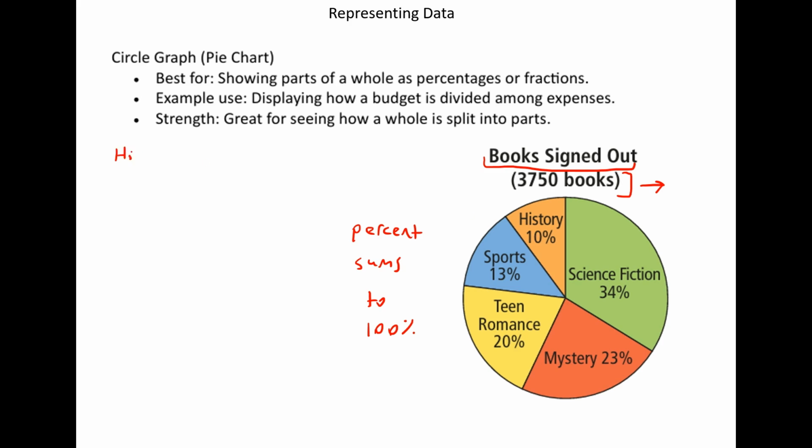So let's go here. Let's go history. I would take 10%, which is actually 0.1, and then I would multiply it by 3750, the total, to actually get the number of books, right? So in this case, 375 books are history books that have been signed out. If I don't have the total, I couldn't do that. So that's one thing that you definitely have to have for a circle graph.